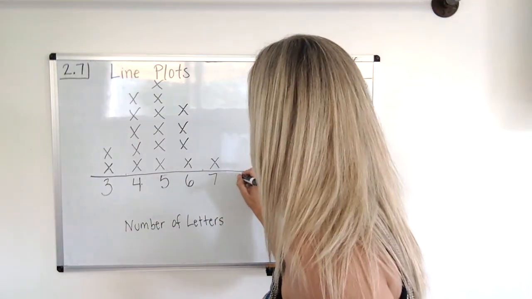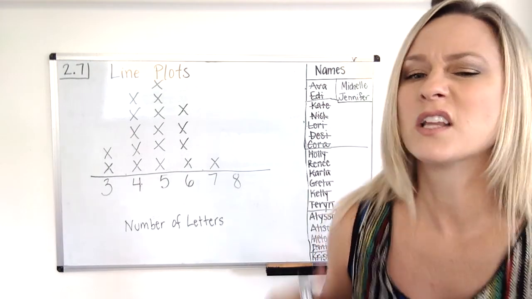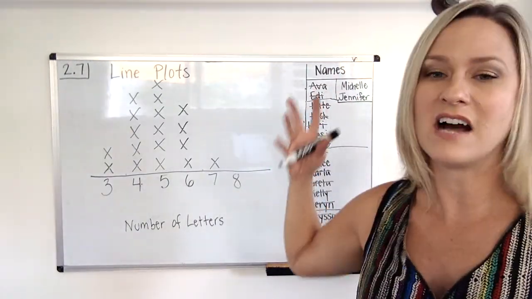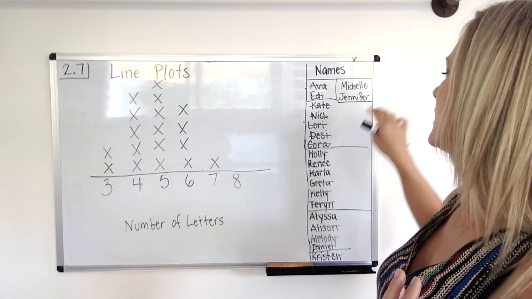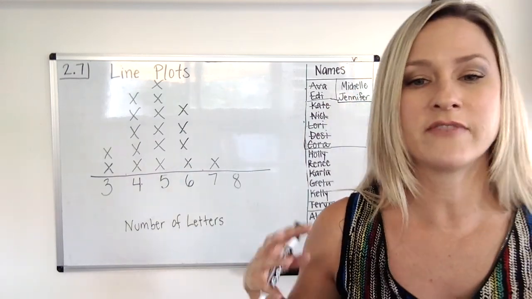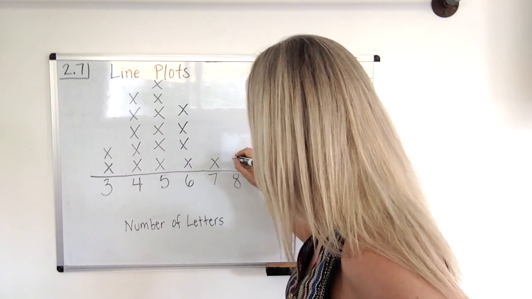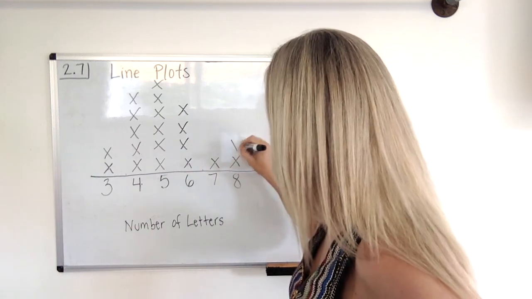All right, the last one is 8. They have 8 letters in their name. 1, 2, 3, 4, 5, 6, 7, 8. Okay, so Michelle and Jennifer each have 8 letters. So here's Michelle and here's Jennifer.